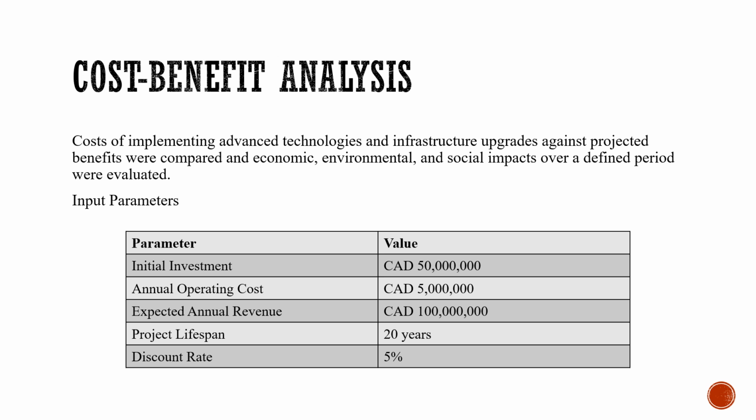Cost-benefit analysis. So the cost of implementing advanced technologies and infrastructure upgrades against projected benefits were compared over a defined period. These were the input parameters I used for my analysis. The initial investment was 50 million Canadian dollars. The annual operating cost was 5 million. Expected annual revenue was 100 million. The project's lifespan was 20 years and a discount rate of 5%.